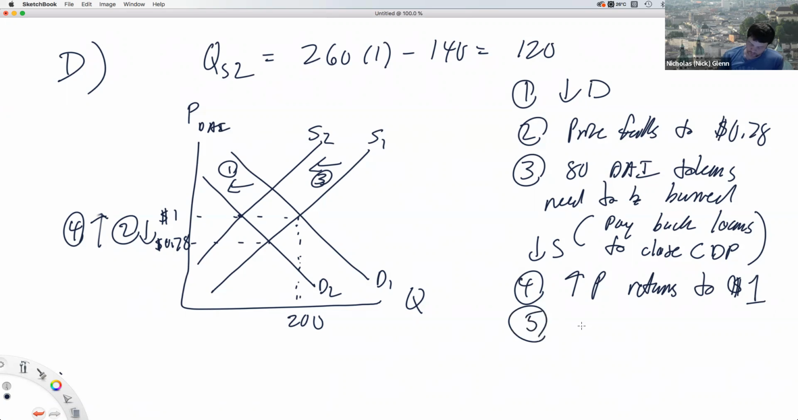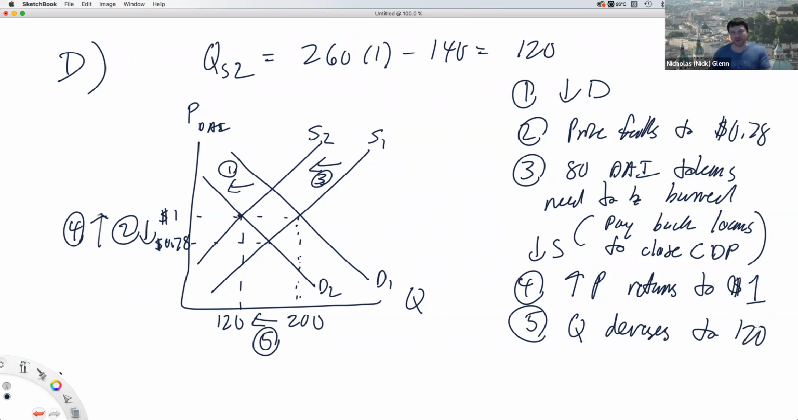What else? Well, our equilibrium quantity decreased. We said it decreased to 120. So quantity decreases to 120. Okay.